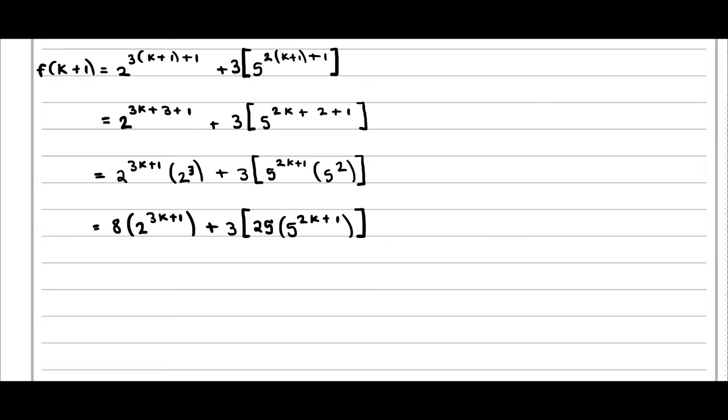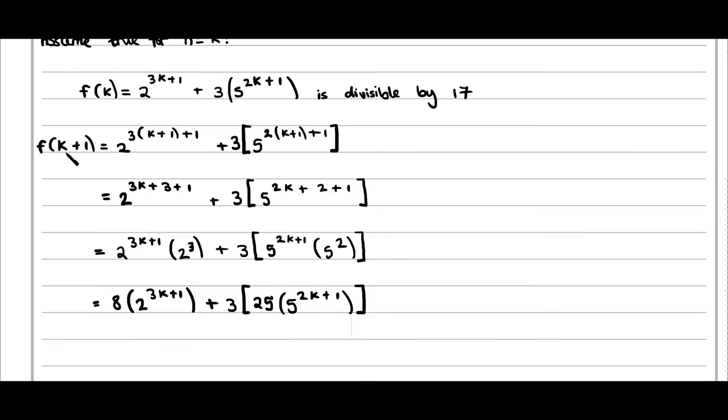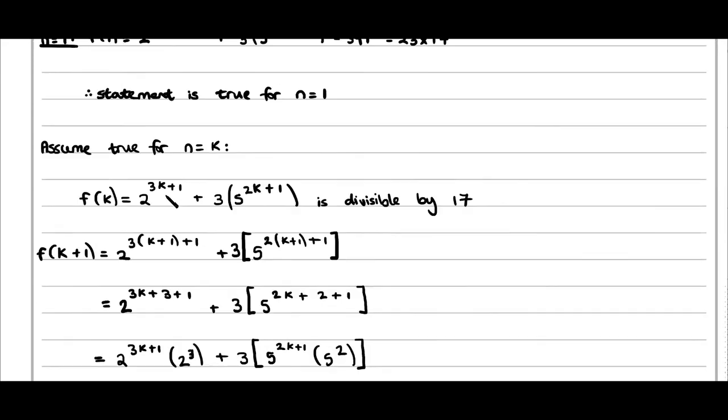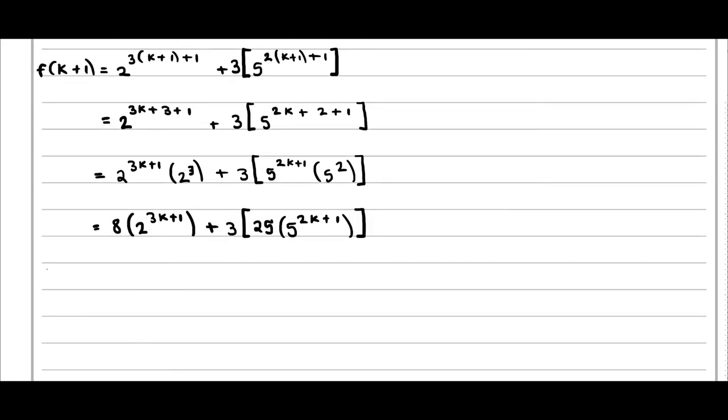Okay. And now we need to find the difference between f of k plus 1 and f of k. And then, if we can somehow show that f of k plus 1 is divisible by 17, then of course the statement would be true. So we now need to find the difference between f of k plus 1 and f of k. F of k plus 1, we've just found this to be 8 lots of 2 to the power of 3k plus 1 plus 3 lots of 25 lots of 5 to the power of 2k plus 1.